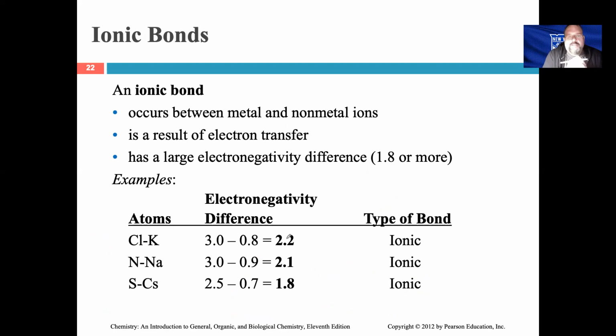Now, why does electron transfer take place? Electron transfer takes place because the electronegativity difference between a nonmetal and a metal is so large that the nonmetal says, you know what? I'm not going to share these electrons at all. I have so much more of an attraction for them that I'm just going to take them. And the metal says, okay, take them. I don't want them. I don't have much of an attraction for them. Now the electrons are no longer shared. Now the electrons are transferred. And essentially, between metals and nonmetals, you have electronegativity differences of 1.8 or more.